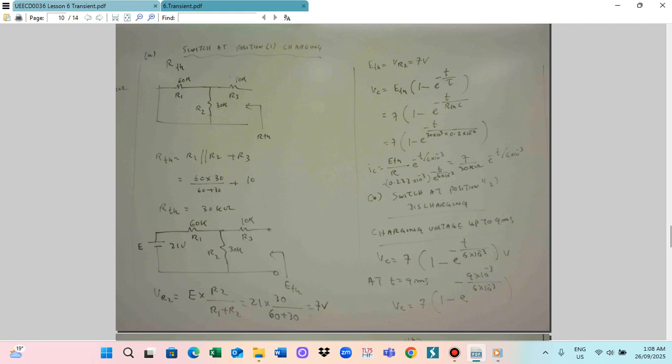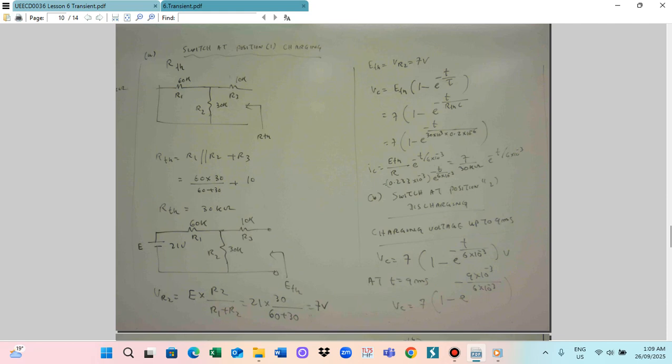E is 21 volt, multiplied by R2, which is 30 kilo ohm, divided by R1 plus R2, that means 60 plus 30. So 21 multiplied by 30 divided by 60 plus 30. By solving this, VR2 is 7 volt. With VR2 as 7 volt, ETH is also equal to 7 volt. So we got the ETH, and after you get the ETH and the RTH, you will be able to calculate the VC.